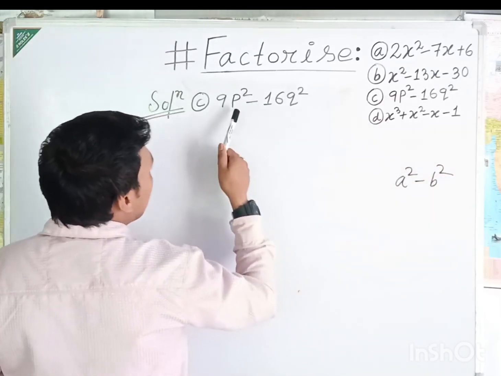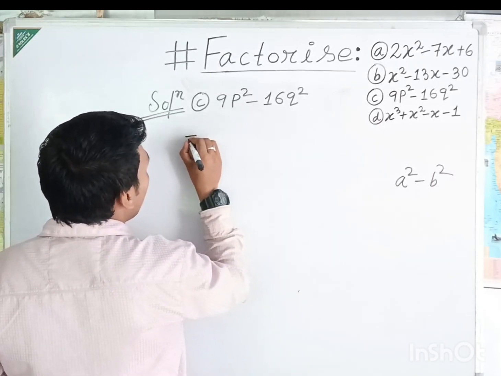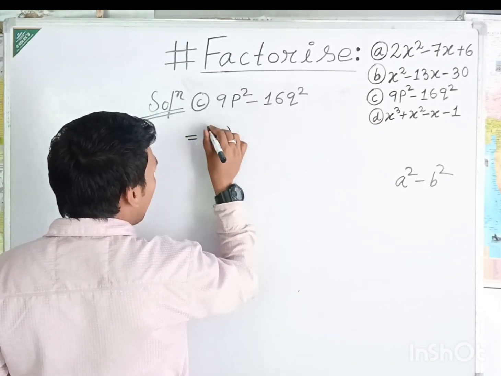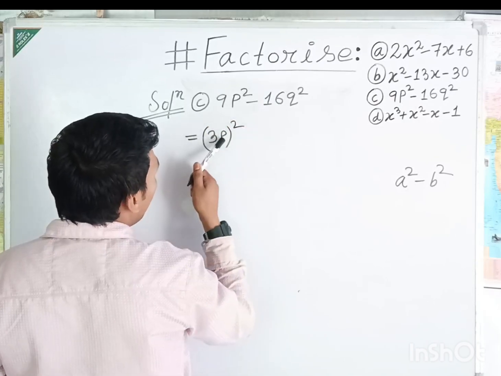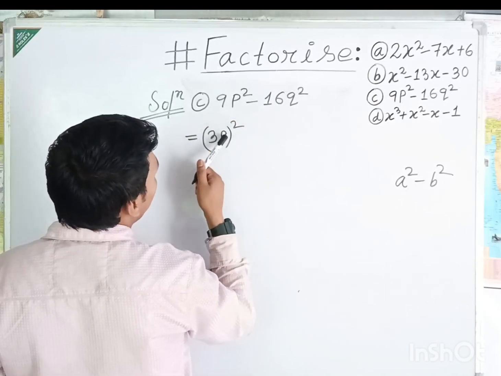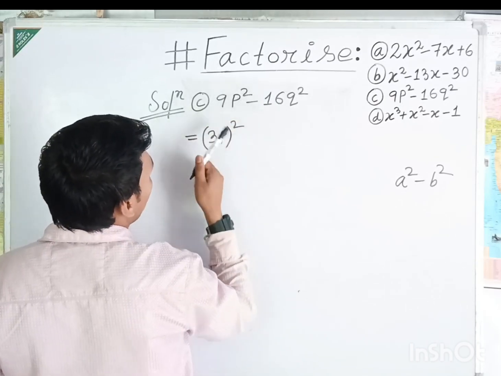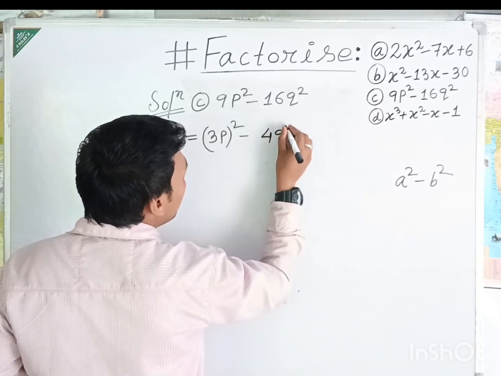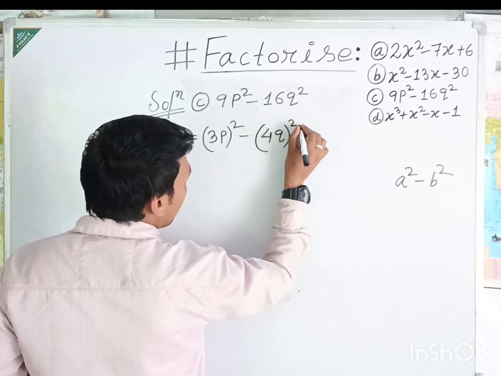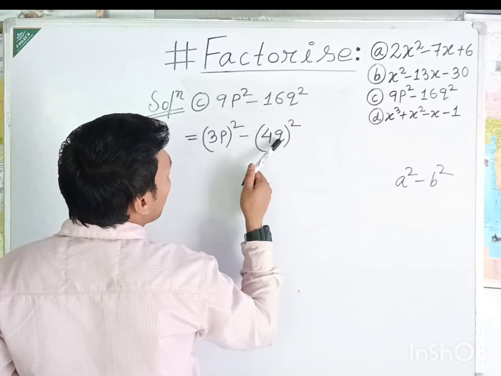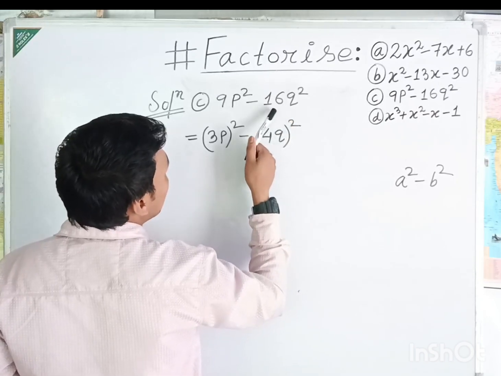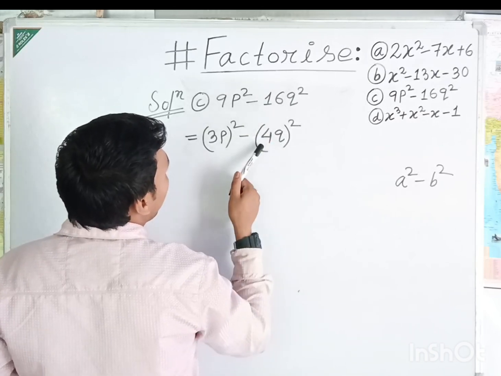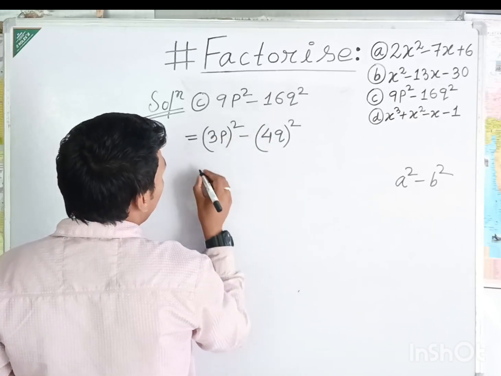So to change this into this form, I'll write 3p whole square. If I do 3p whole square, then 3 square is 9 and p square is p square. It's exactly the same number I'll get. Minus 16 means I can write 4q whole square. If I write 4q square, then 4 square is 16 and q square. Exactly the same term I'll get. So I can write this in this form.